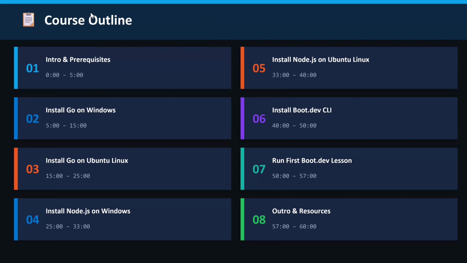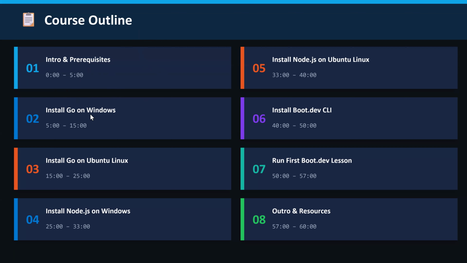So this course outline is the introduction and prerequisites. I already talked about the prerequisites, and you need to install the Go language in order to do the DevOps boot.dev command line. At the same time, on Linux you have to have a Linux Ubuntu operating system, which I'm going to show you also.